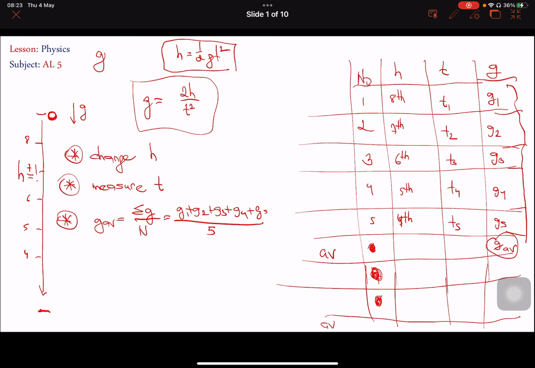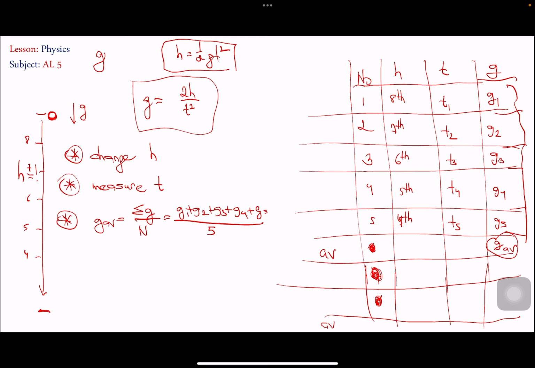The second way to measure G. Let's write here: this is G found by free fall. I think that's the easiest one, but the measurements will not be so precise. So you have to be very careful, because you have to measure the T very carefully and very precisely.